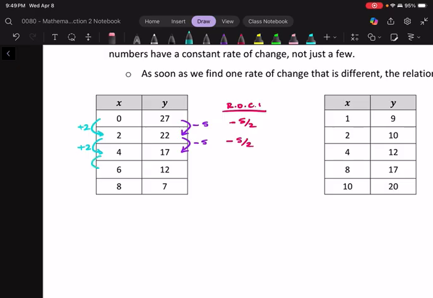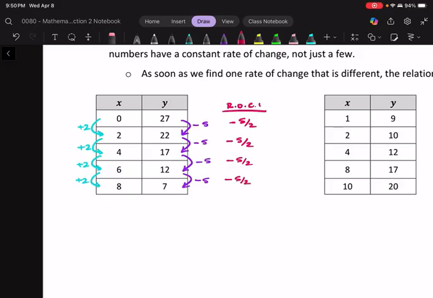Continuing along. To get from 4 to 6, we add 2. To get from 17 to 12, we subtract 5. So once again, our rate of change is negative 5/2. And finally, to go from 6 to 8, we're adding 2. To go from 12 to 7, we are subtracting 5, so the rate of change is still negative 5/2.